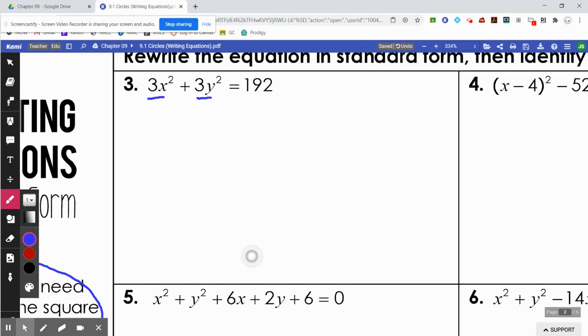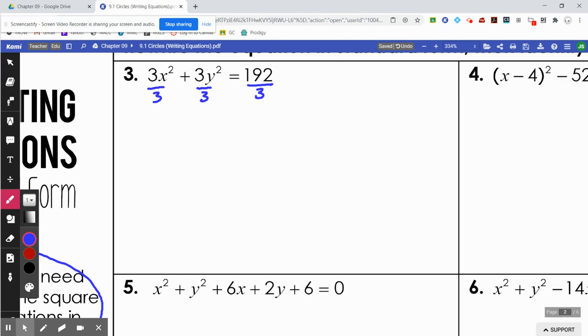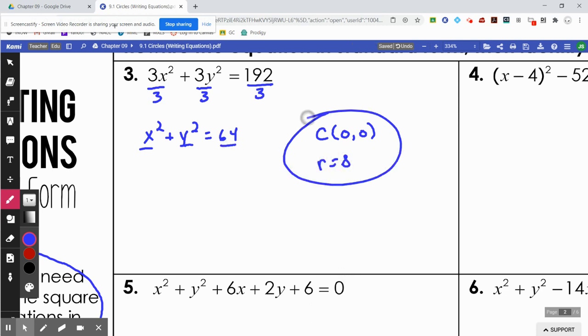On number 3, all we have to do is divide every term, including this one, by 3. And that gives you x squared plus y squared is equal to 64. And now let's identify our center and our radius. The center, notice that there's no plus or minuses on x or y, so the center is located at 0, 0. R squared is 64, so that means the radius is 8.